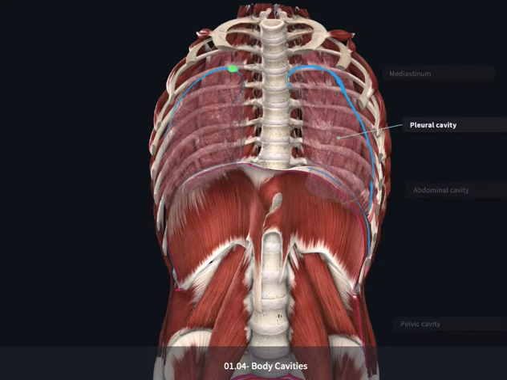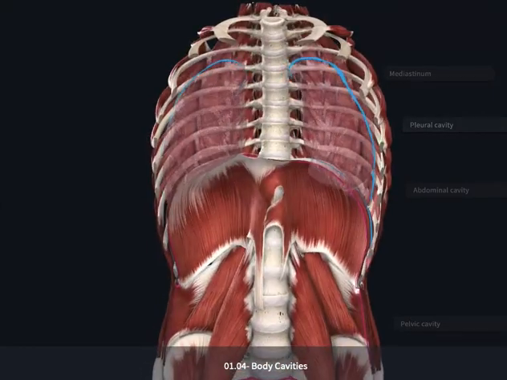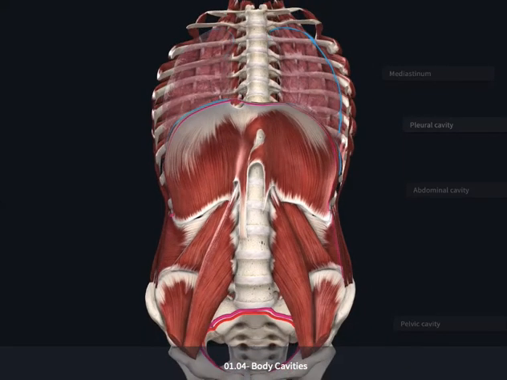So our right pleural cavity would have the right lung, while the left would have the left lung. We're also going to have, again, the airways coming in and out for gas exchange, and the blood vessels in this region as well. So the dominant feature is the lungs, but we're still going to have some other structures within the pleural cavities.